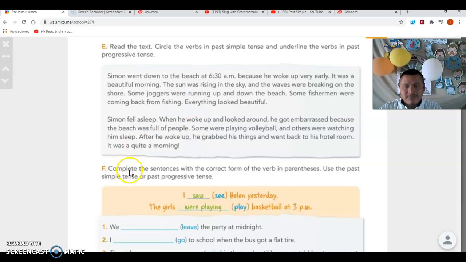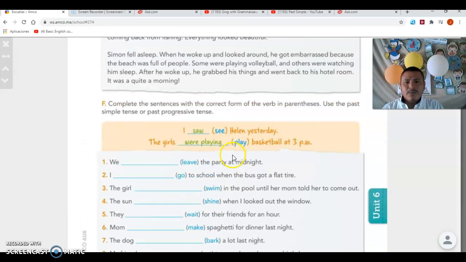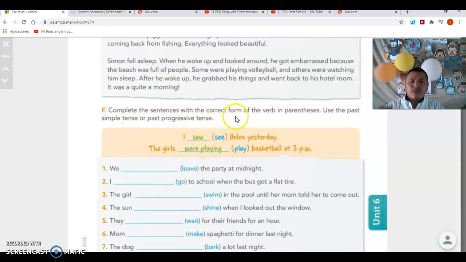And these paragraphs, okay, these two paragraphs. And also you need to complete the sentences. This is on page 273. So you need to complete the sentences with the correct form of the verb in parentheses. You need to use the past simple tense and past progressive tense. So we have two examples right here, and I'm gonna give you a couple more, okay?